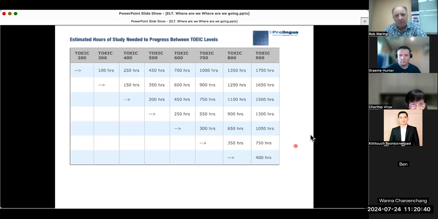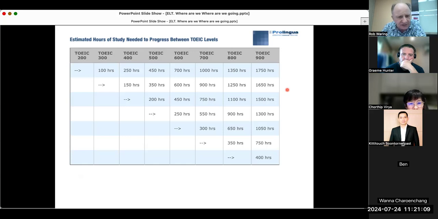So we also know from research by ProLingua how long it takes. I don't quite know the basis of this, but basically it's saying that to get from TOEIC 200 level all the way through to TOEIC 900 level, you need about 1,750 hours. I think this is normed on European populations. I don't think this is normed on, say, Japanese or Thai students. And this is a useful table because it says how long it needs to take.